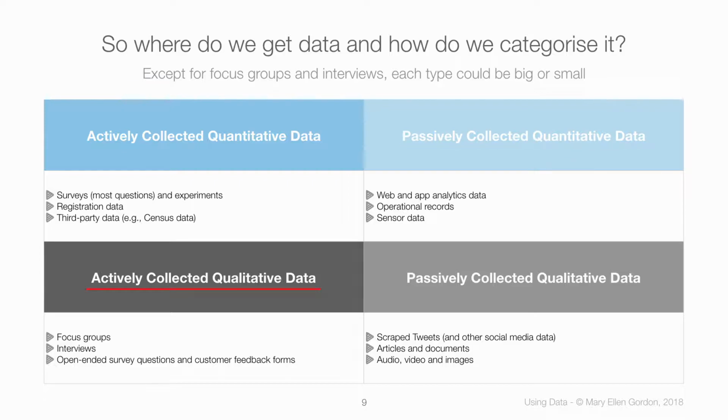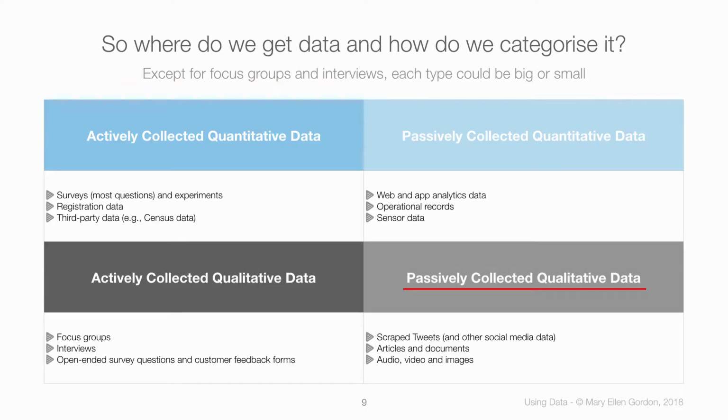If we think about actively collected qualitative data, that would be things like focus groups, interviews, and open-ended survey forms. So in all of these, the person who's providing the data knows that they're doing that. They know that they're sitting in a focus group or an interview or answering a survey question where they're filling in a blank about something. But it is qualitative data in that all of those things are being expressed in words, either verbally or in written form.